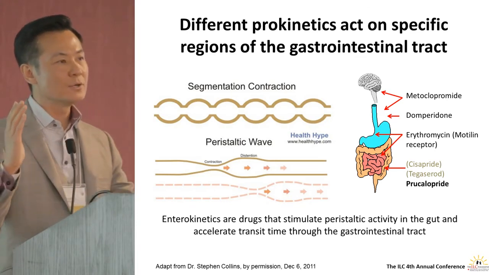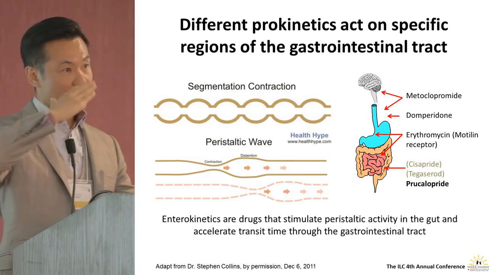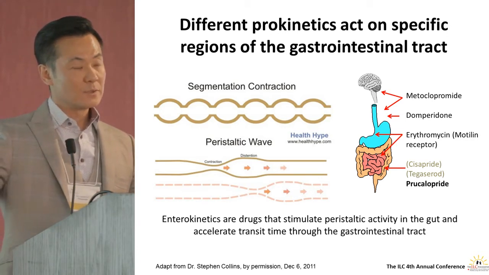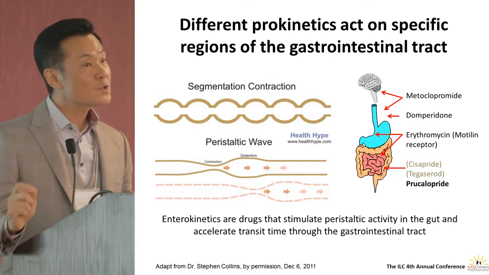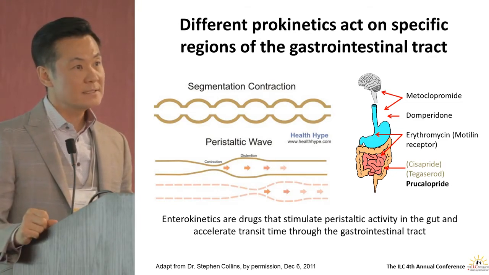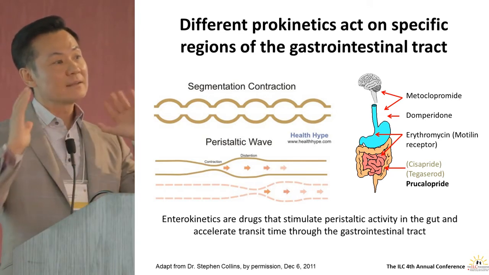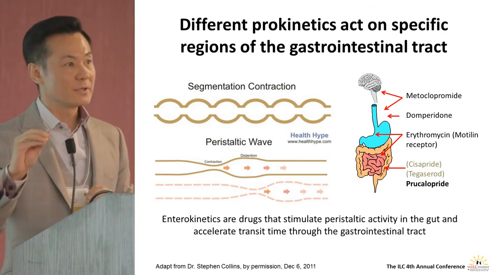I told you about the MMC, the migrating motor complex, right? That is the housekeeping wave that sweeps all the way from your stomach to the right colon. We studied this in diabetic gastroparesis. It worked very well. But what's the most common side effect of erythromycin? It is nausea. So again, separating the motor control and symptom control. Otherwise, you'll be confused, your doctor will be confused.